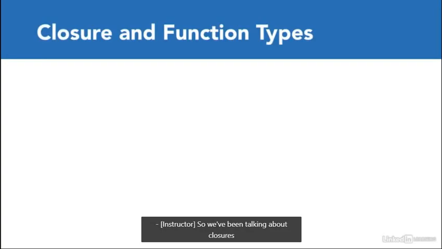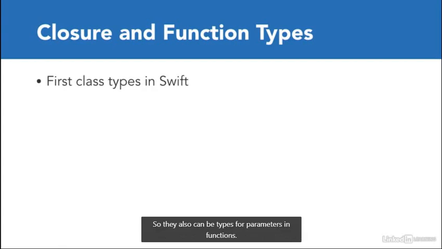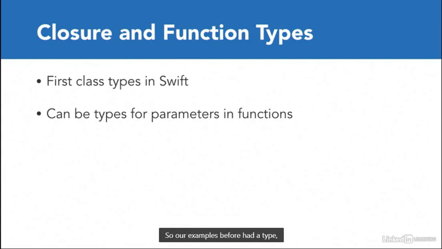So we've been talking about closures and functions and how functions are closures with names. Well, also, it's important to understand that closures and functions have types. In fact, they're first-class types in Swift. So they also can be types for parameters and functions. Well, what do you do with parameters and functions? You pass them in so they can be passed around. Again, going back to the definition of a closure, it can be passed around.